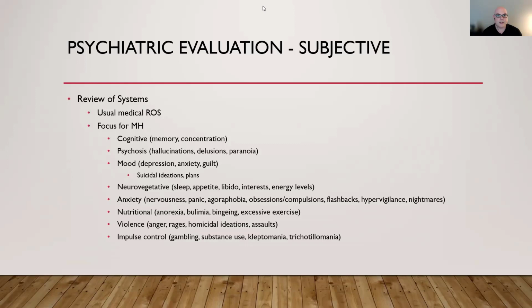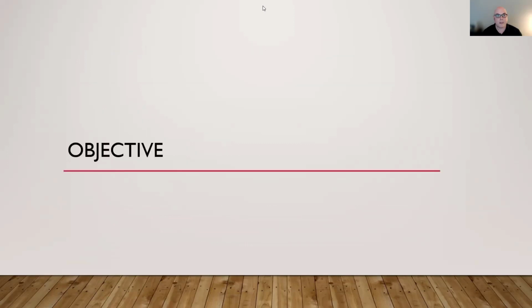And then issues related to impulse control. So do they have uncontrolled gambling? Are there any substance abuse issues? Are they doing things like stealing? That's kleptomania. Trichotillomania is obsessive hair pulling, etc. Okay, so that's our subjective section. There's a lot there. So that's the S of the SOAP.